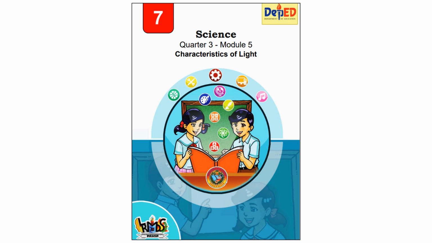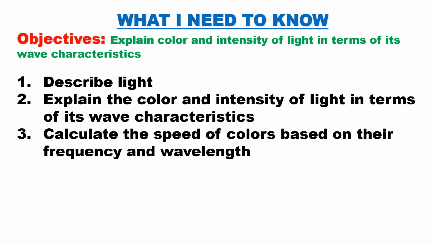Today's discussion will be about Quarter 3, Module 5, Characteristics of Light. Objectives: explain color and intensity of light in terms of its wave characteristics. At the end of this module, you should be able to: 1. Describe light. 2. Explain the color and intensity of light in terms of its wave characteristics. 3. Calculate the speed of colors based on their frequency and wavelength.